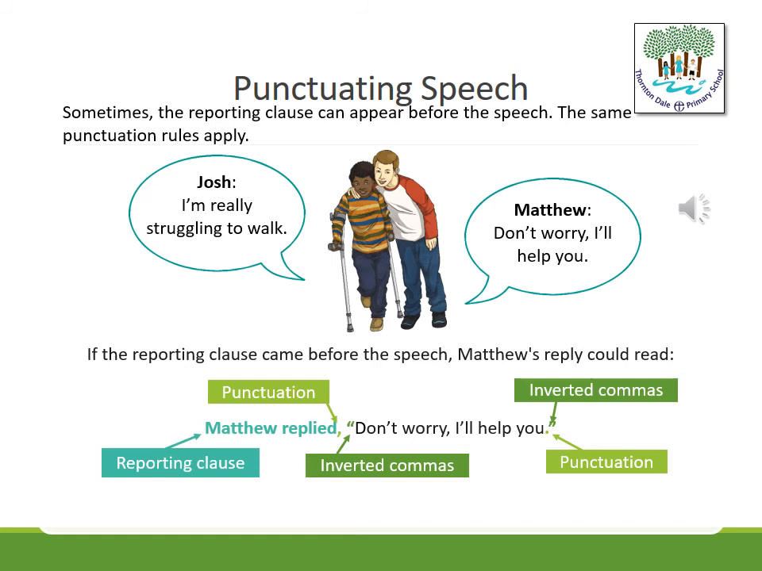Another thing to remember is that if a new person speaks, you start a new line as a new speaker to help the reader understand who is saying what. So speech punctuation is all about being clear for the reader so they can follow what is happening and who is saying what when.